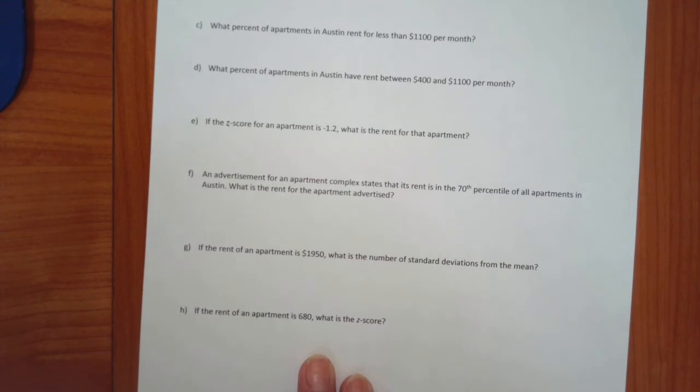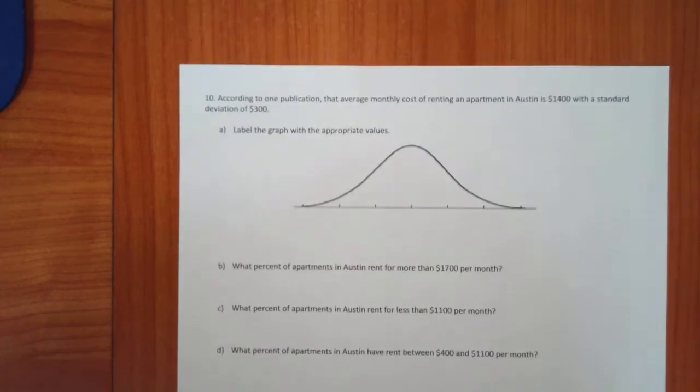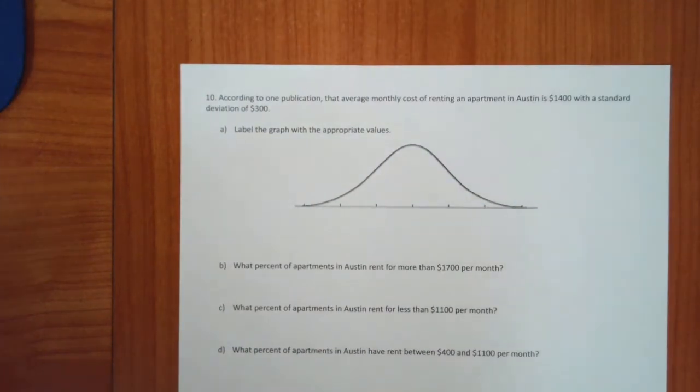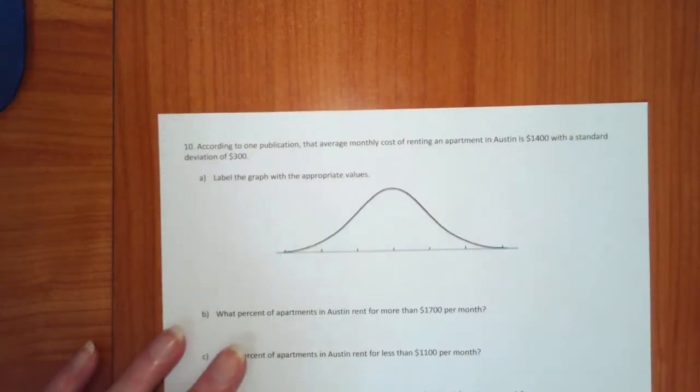Okay. All right, let's look at some information about rent in Austin. I looked this up, was a little bit surprised. According to one publication, the average monthly cost of renting an apartment is about $1,400. It's actually $1,398 with a standard deviation of 300.